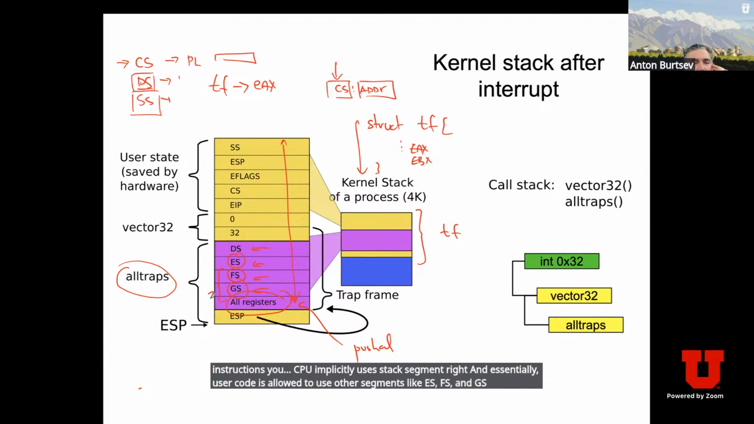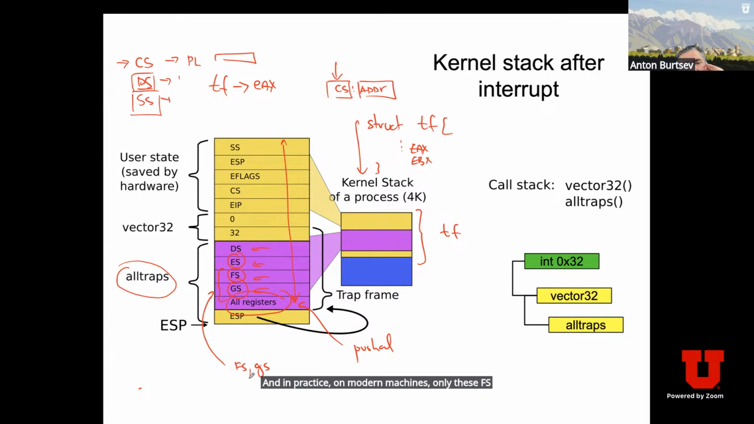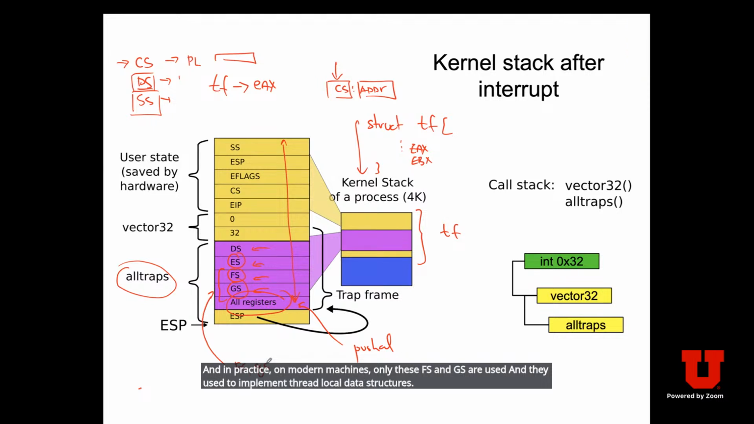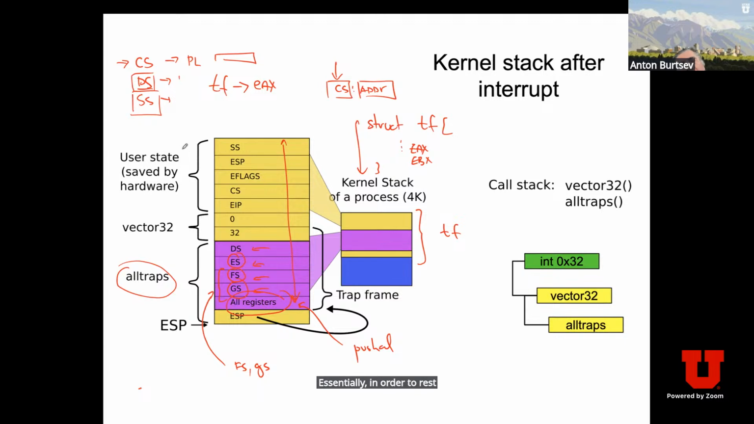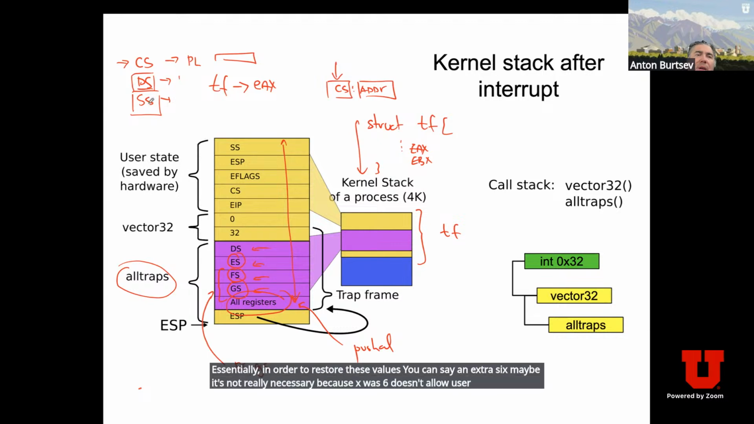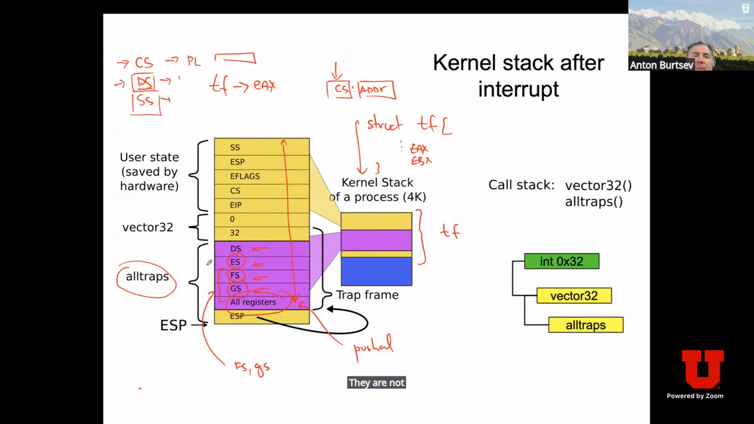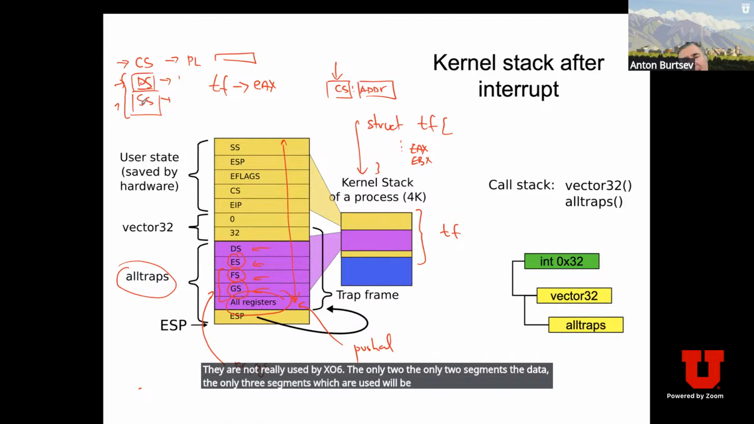In practice, on modern machines, only FS and GS are used, and they are used to implement thread local data structures. In order to restore these values, you can say in x86 maybe it's not really necessary, because x86 doesn't allow the user to create anything besides one data segment, but the generic code saves all of this just to illustrate the purpose. They are not really used by x86. The only three segments which are used are CS, DS, and SS.